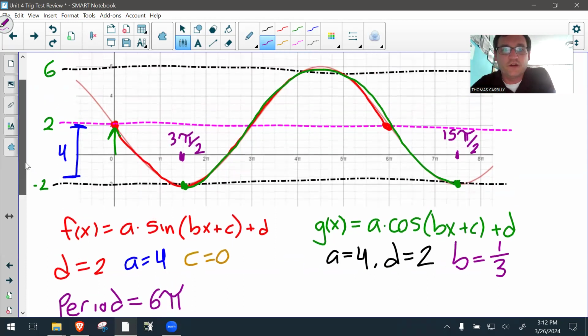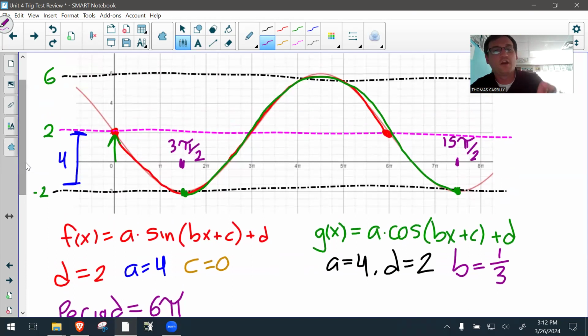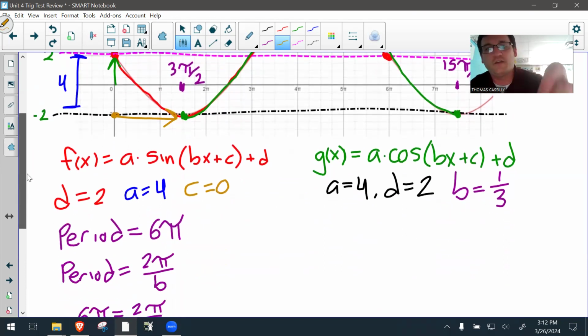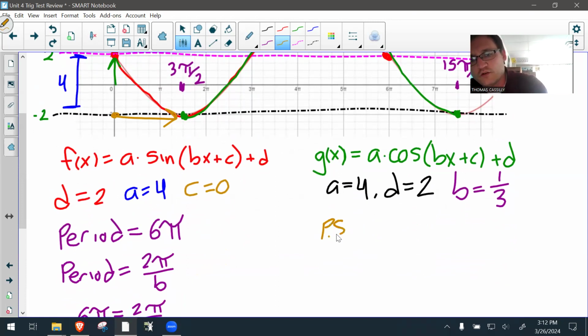And the last thing we need to figure out is the c value. How far to the right does this thing get pushed? Right, so normally it starts at 0. How far over are they pushing this thing? And it looks like it's being pushed over 3 pi over 2. So our phase shift here, the phase shift is 3 pi over 2. Right? So now we need to figure out the c value associated with that.